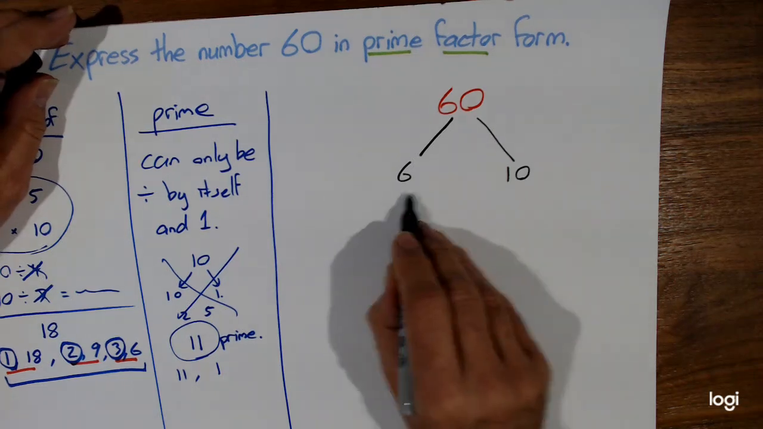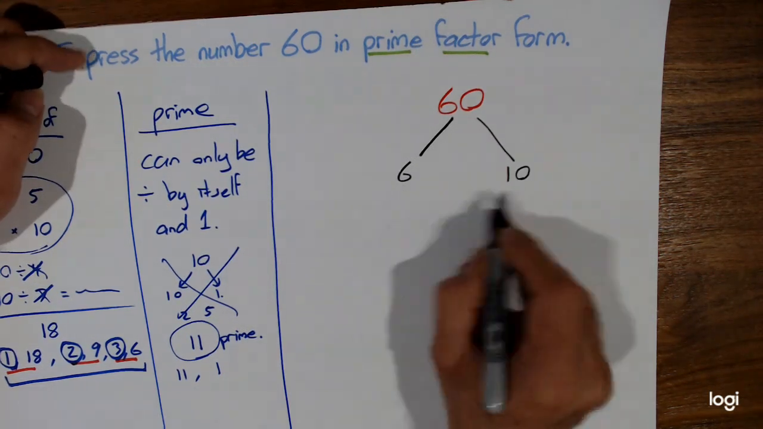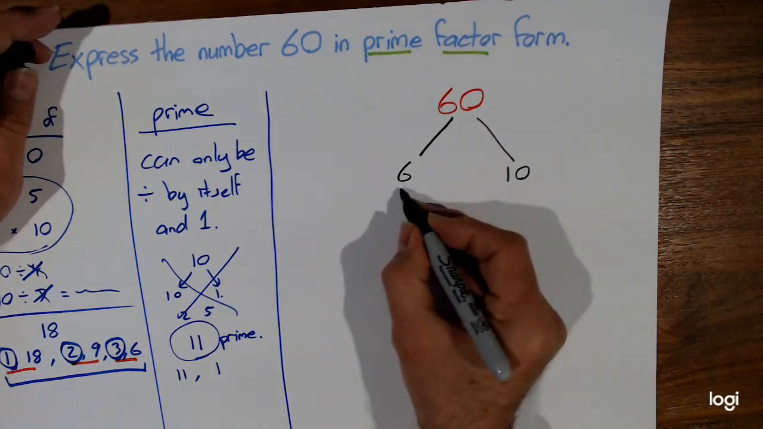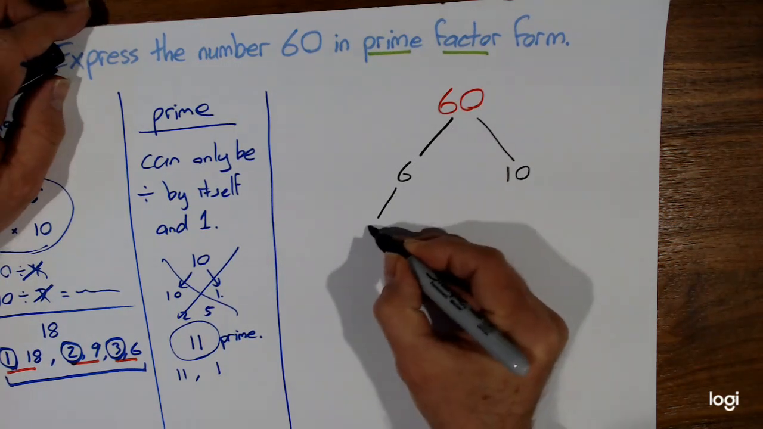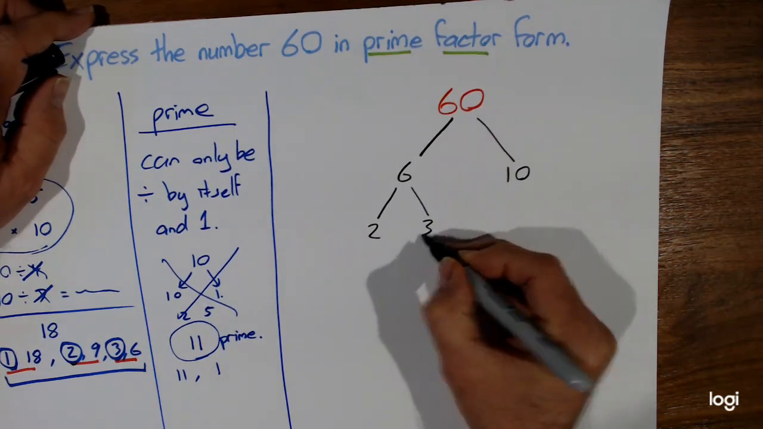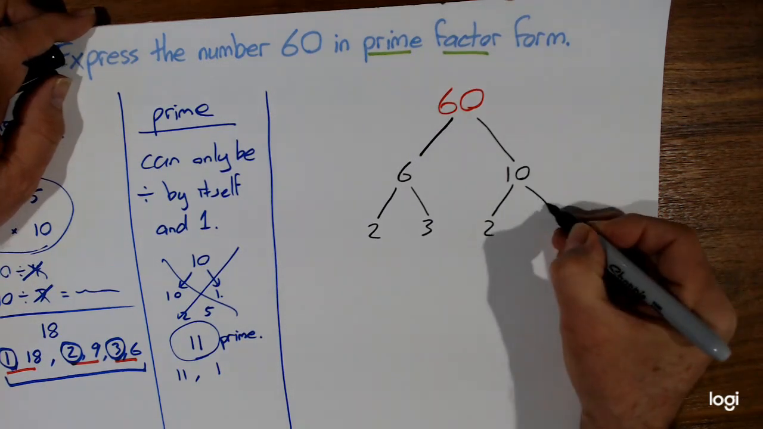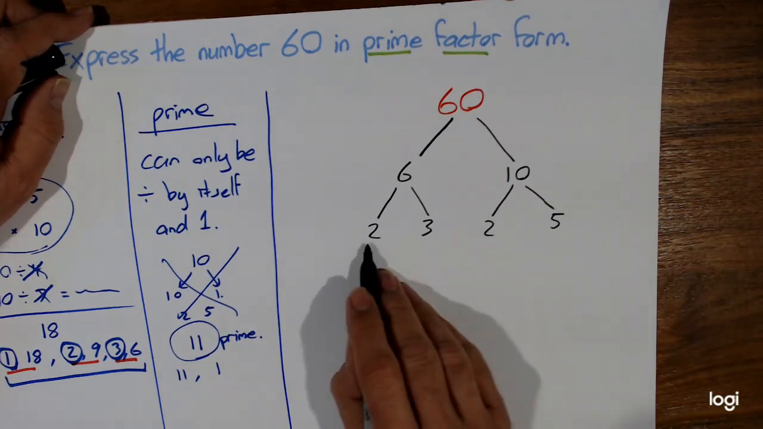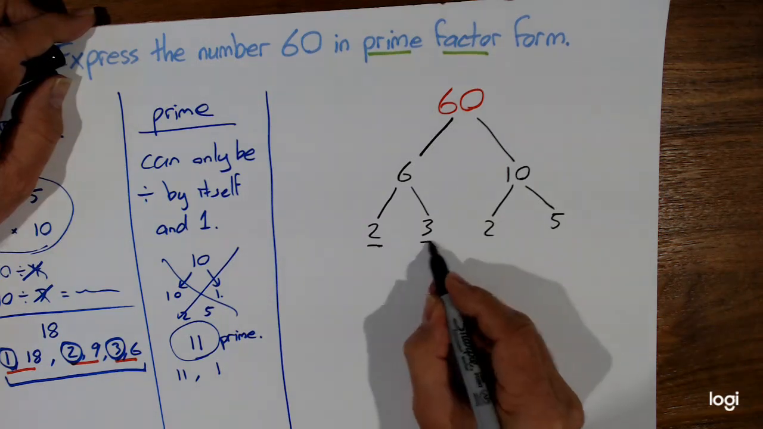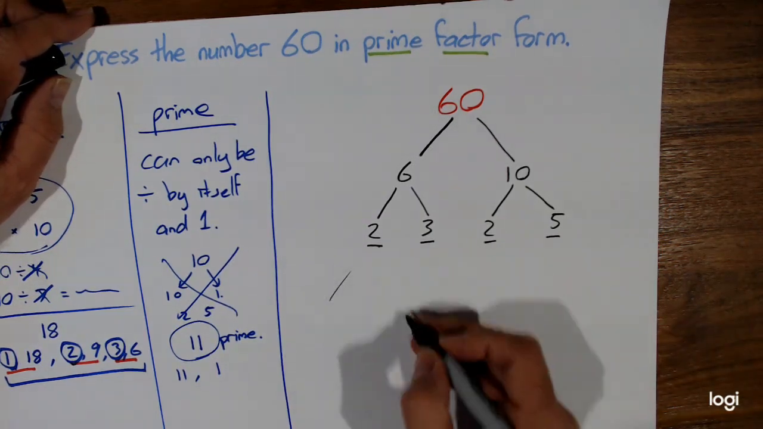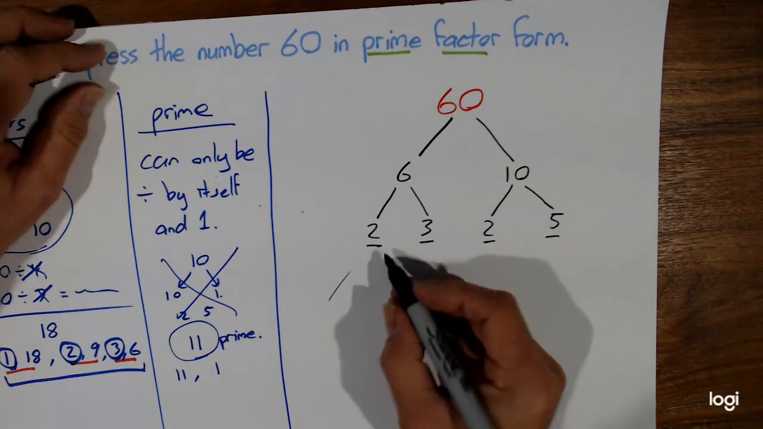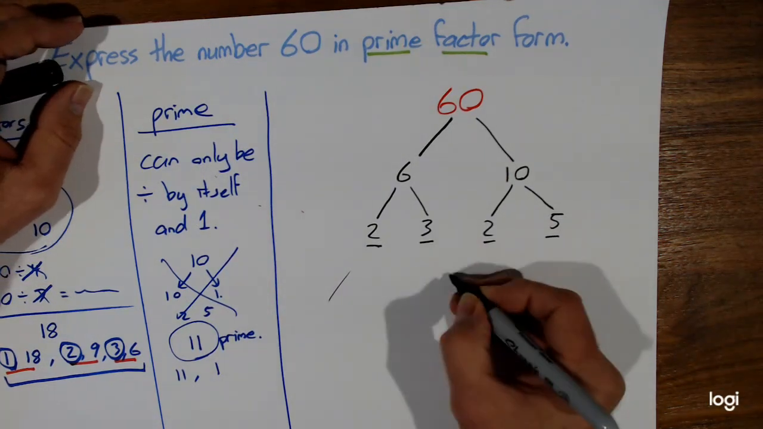And you keep on going until you can't break these numbers down anymore. For example, 6 is 2 times 3, and 10 is 2 times 5. But these guys here are all prime numbers. I can't go down another level. I can't say that 3 is like 4 times 7 or something.